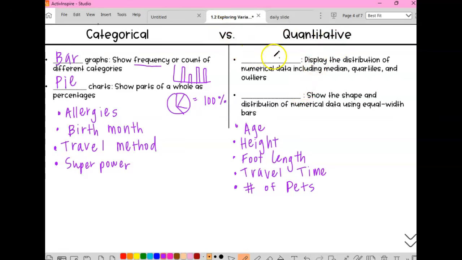Okay, for quantitative, this display is the distribution of numerical data, including mean, quartiles, and outliers. What is it? Box plot. Box and whiskers. Okay, you should be fairly familiar with this now that we did it for like 3 days in a row. Just draw a little sketch of a box plot. Okay. This is very good for quantitative data since it lets us see all those summary statistics like medians and range. Okay, and then this one is a histogram.